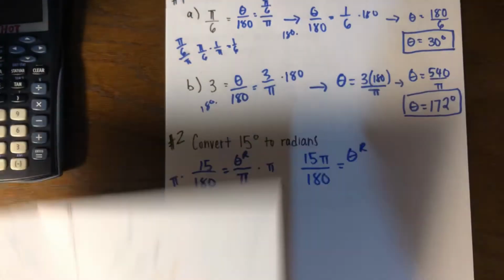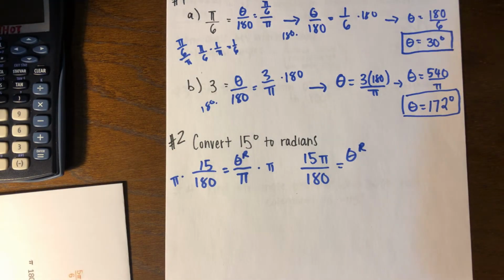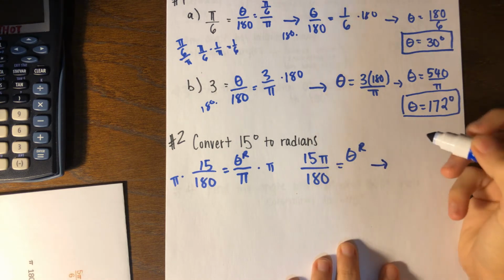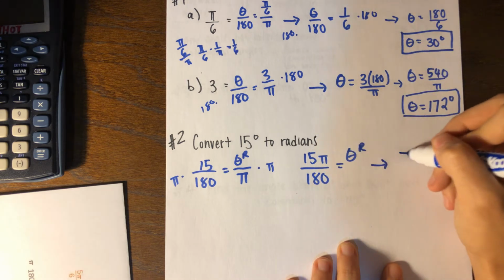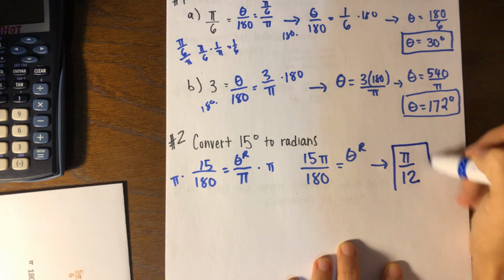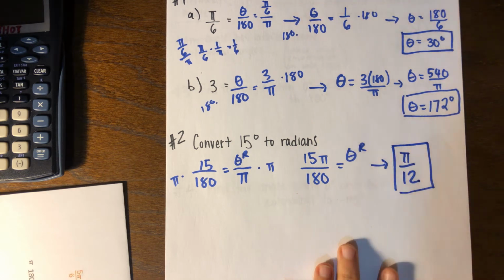These are radians. So the goal is to keep the pi in there. If I look to simplify the fraction 15 over 180, my first guess is, can I divide the numerator and denominator by 15? Once I do that, I get pi over 12. So my radian is just pi over 12.